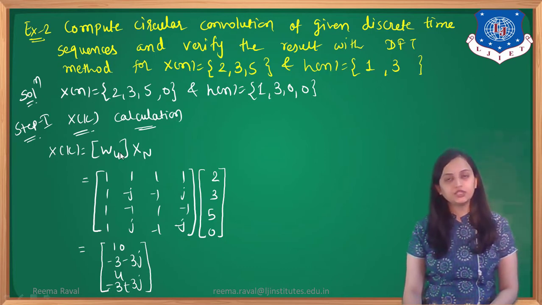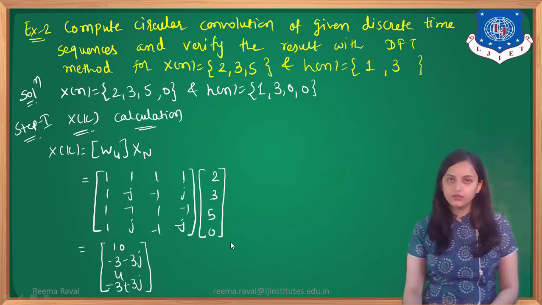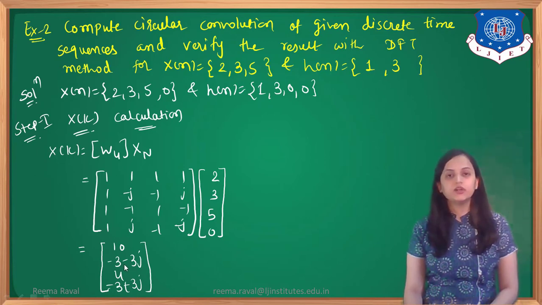Then we will multiply x of k and h of k to get y of k. And then we will use IDFT to get y of n from y of k, as we have done for the previous example. So first of all, let us find x of k. Using the same method, we will use the matrix having the values for DFT, and it is to be multiplied with the value x of n, which is 2, 3, 5, 0. If we do the matrix multiplication, we will get x of k equals 10, minus 3 minus 3j, 4 and minus 3 plus 3j.